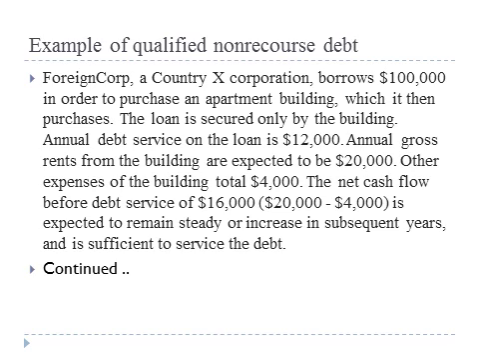Foreign Corp., a Country X corporation, borrows $100,000 in order to purchase an apartment building, which it then purchases. The loan is secured only by the building. Annual debt service on the loan is $12,000. Annual gross rents from the building are expected to be $20,000. Other expenses of the building total $4,000. The net cash flow before debt service of $16,000 is expected to remain steady or increase in subsequent years and is sufficient to service the debt. This example is continued on the next slide.